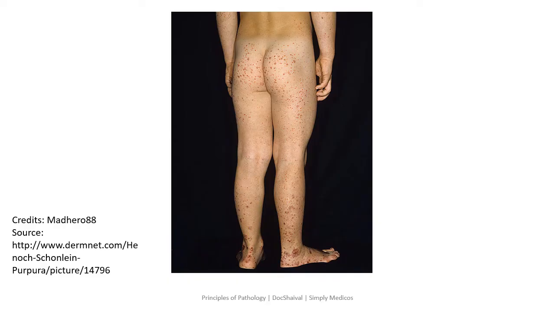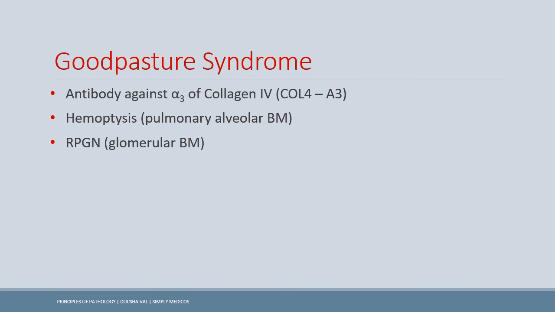Okay, here's the picture for the HSP, and you can see that we have the palpable purpura specifically on the butt and on the extensor surfaces seen here, and also on the hand, the forearm. Now, Goodpasture syndrome. Goodpasture syndrome shows a type 2 hypersensitivity reaction. Why? Because it is an antibody mediated disease, and the antibodies are against the normal collagen 4, particularly the alpha 3 chain, and the gene is COL4A3. Can you recall that COL4A5, the collagen 4 alpha 5 chain, where it is involved? It is actually involved in Alport syndrome. We are going to see this in a moment.